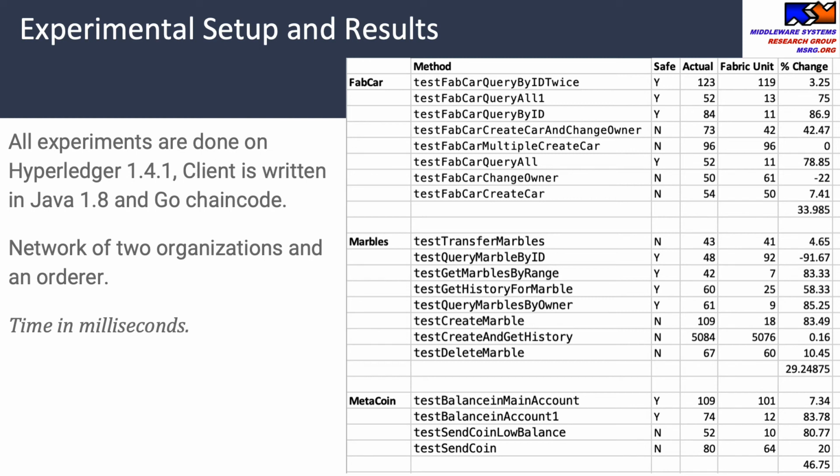Let us look at the experimental setup and the results. We have taken the examples published in the Fabric documentation and wrote our own test cases because there are no test cases published officially. The experiments are done on Hyperledger Fabric 1.4 with Java 1.8 client and Go chain code. We set up the network with an orderer and two organizations, each having two peers and a certificate authority. Consensus requires at least one signature from each organization. We measured the execution time in milliseconds.